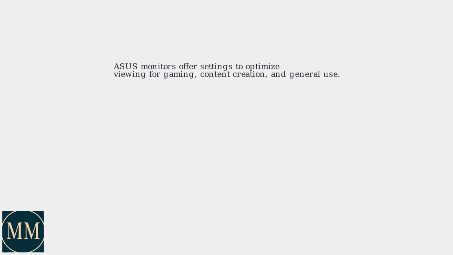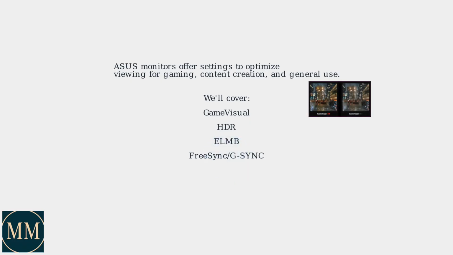ASUS monitors offer a range of settings to optimize your viewing experience for different uses like gaming, content creation, and general use. We'll cover GameVisual, HDR, ELMB, and FreeSync G-Sync, explaining what they do and how to use them.